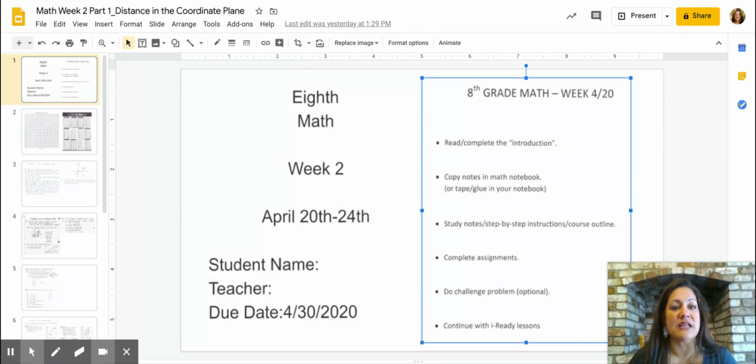Read and complete the introduction, copy notes into Math Notebook, or just simply print the notes page and put it in your notebook. Study the notes step by step and the course outline, which we know is the red resource folder. Complete the assignments. There are 4 total, 2 in part 1, 2 in part 2. You can do the challenge problem. It's very cool to hear back from a bunch of you that did it with your family. Very cool. And then if you would like to enrich your learning, you can continue with your iReady lessons. And of course, Prodigy and SumDog are really good as well.